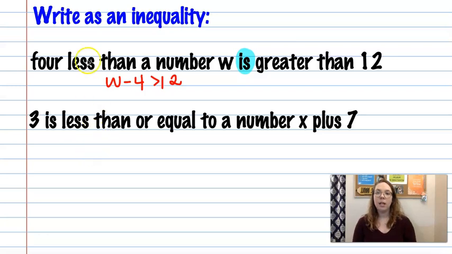Three is less than or equal to. So again, there's our is. That's where our symbol is going to go. A number x plus 7. So we have 3 is less than or equal to x plus 7. That's how we would write that one.